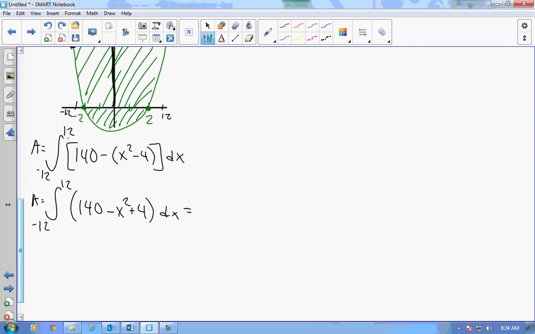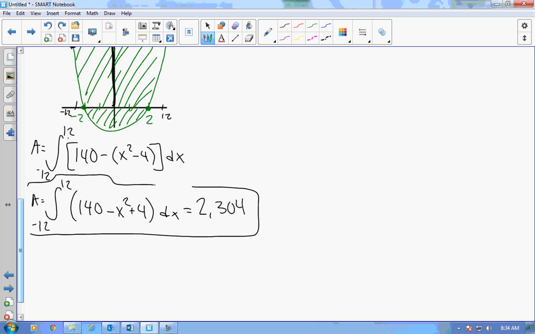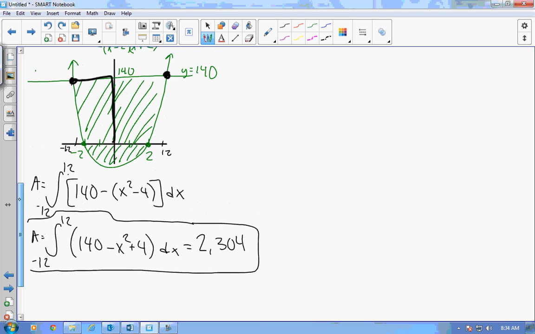Alex, you had it right? Does anyone else get 2,304? Yeah. Okay, so minus the top and the bottom, I get that. But the area under 140 is like a box. And then if we minus the function, we get the area outside of the function, because we just minus it from the rectangle. You know what I'm saying?